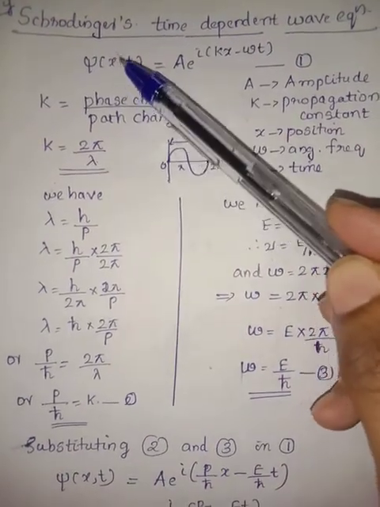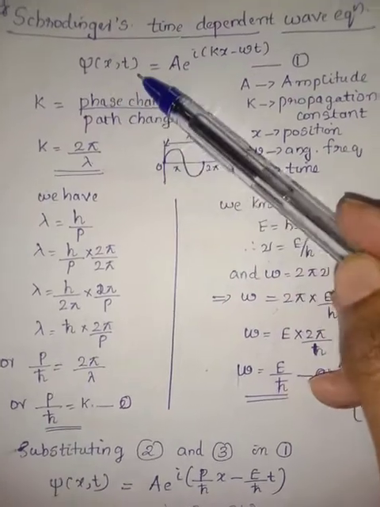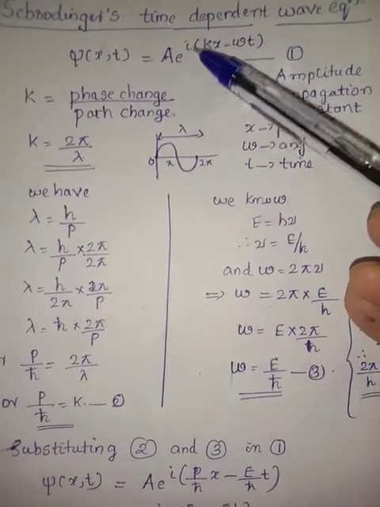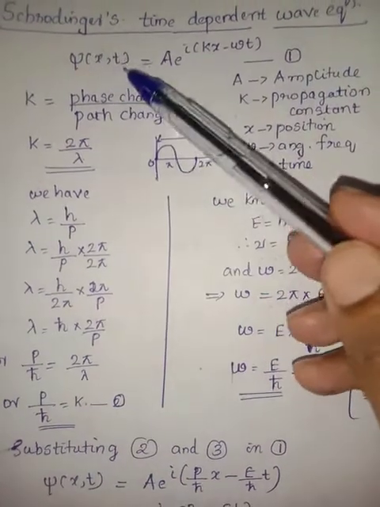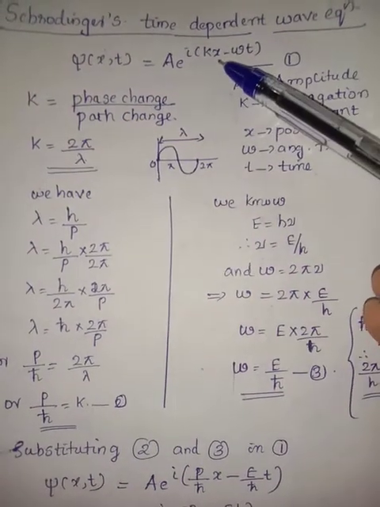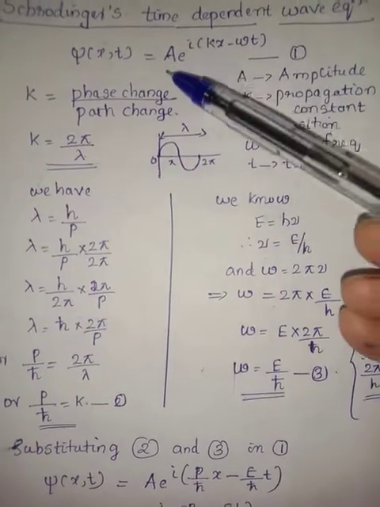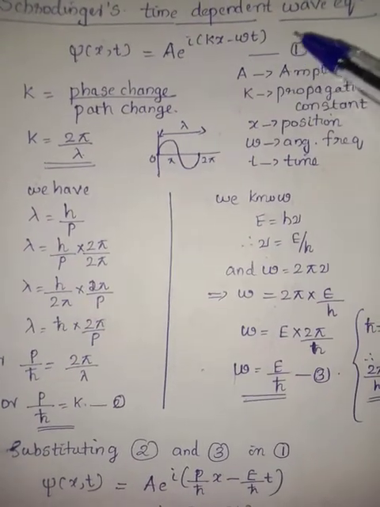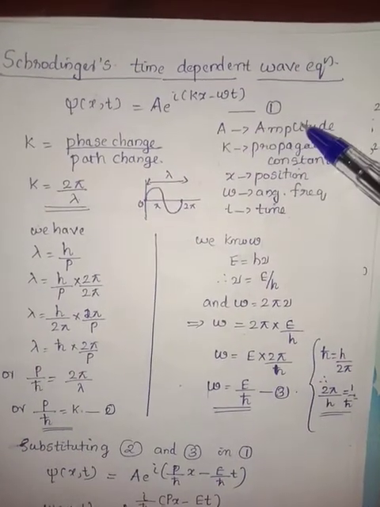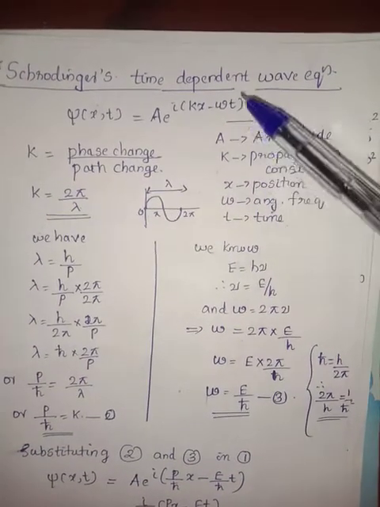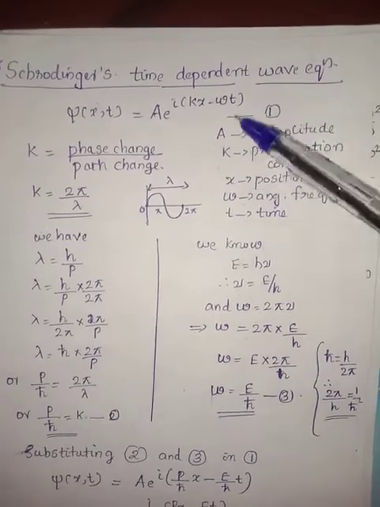We are assuming a form for this wave function, that is psi of x, t is equal to A e raised to i into (kx minus omega t). This is the format of psi of x, t. Many formats are available, but we are choosing this format, where A is the amplitude, x is the position, omega means angular frequency, and t is the time.